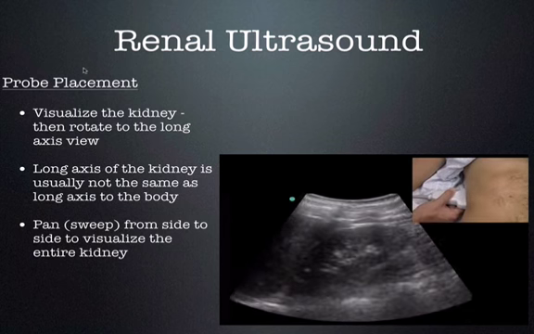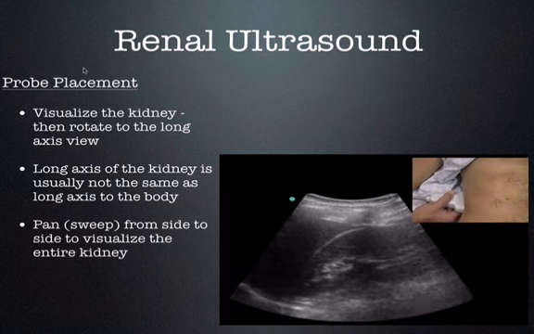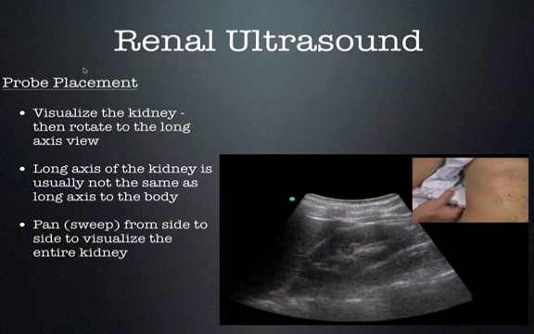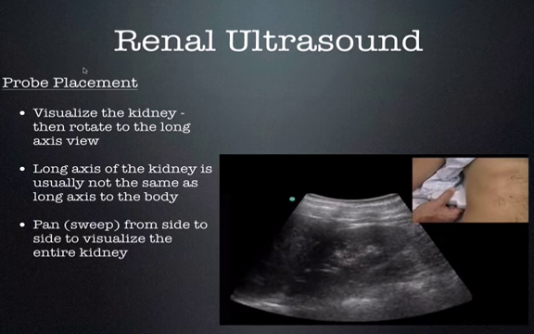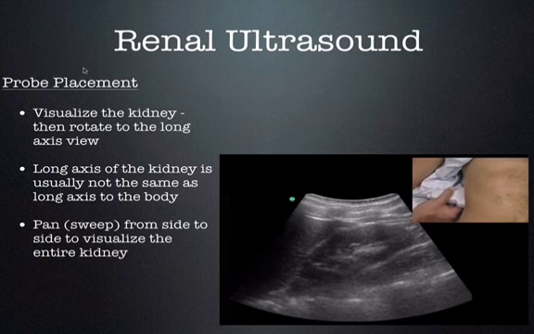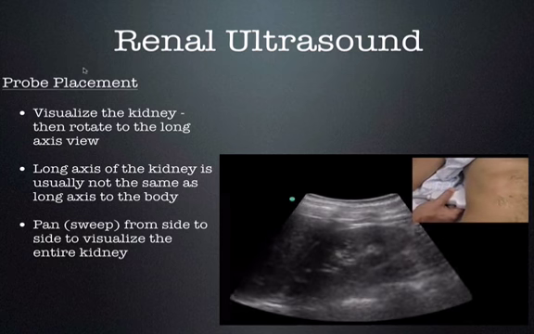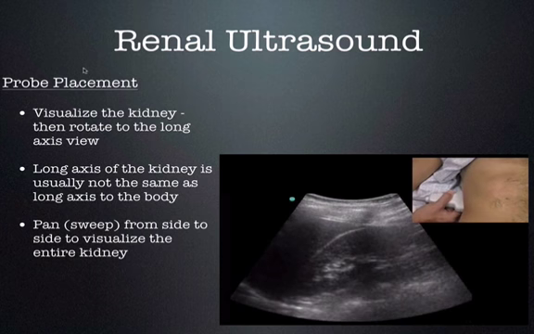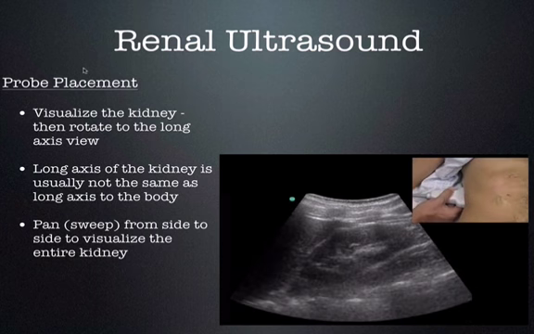Begin by visualizing the kidney, and then slightly rotate the probe until the long axis of the kidney is visualized. Then sweep side to side, visualizing the kidney in its entirety. Typically, the long axis of the kidney will not coincide with the long axis of the body.